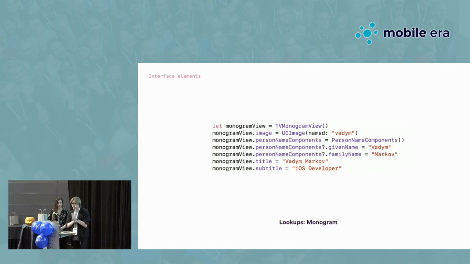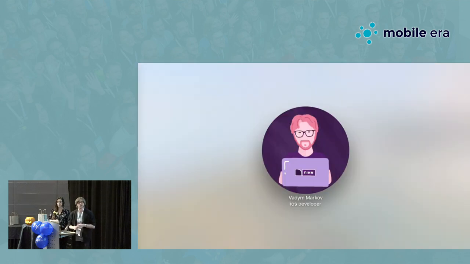TV monogram view is another one from TV UI kit. And you use this kind of view mostly for some sort of information about people. So when you set image, first name, last name, and optional title and subtitle, you're going to get this nice circular view. And if you don't set image, it's going to show abbreviation of your first and last name. But Apple, of course, recommends to use images because it's better to get more rich content in your apps.